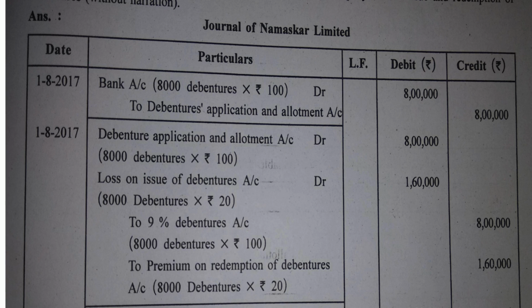8,000 into 20. To 9% debentures account, 8,000 into 100 again, 8 lakh. To premium on redemption of debentures, 8,000 into 20 again, the amount of premium that is to be paid at the time of redemption.